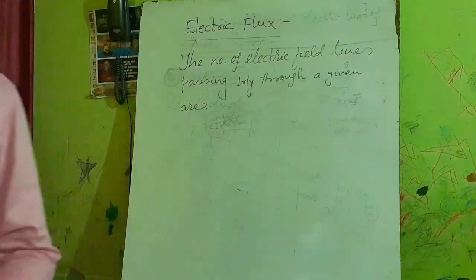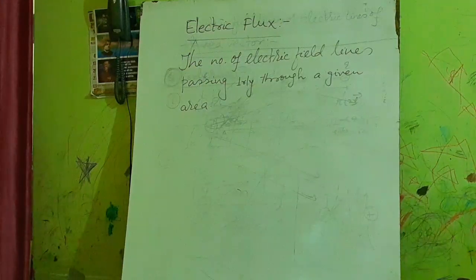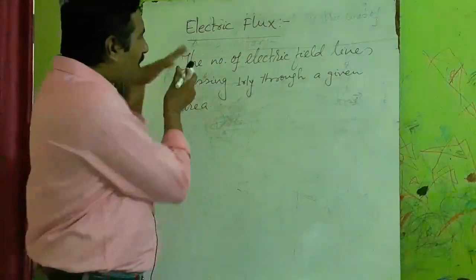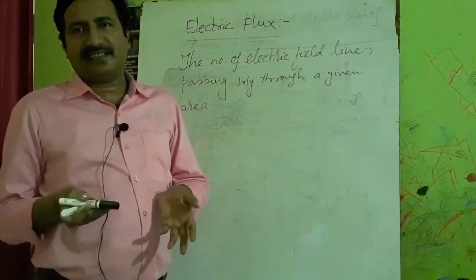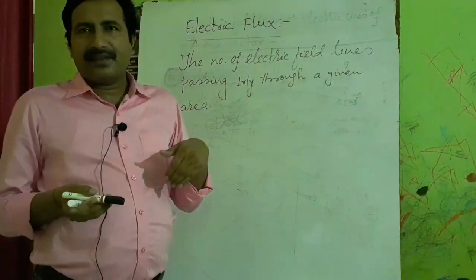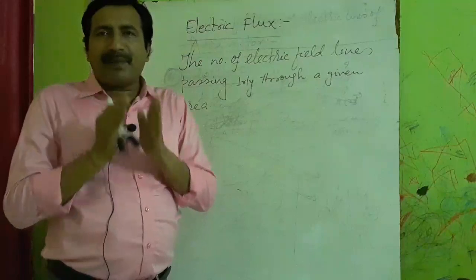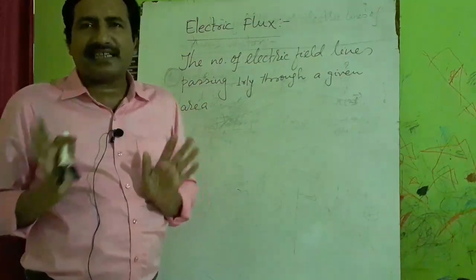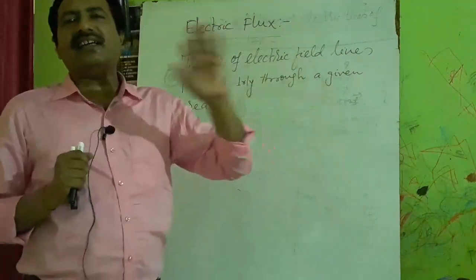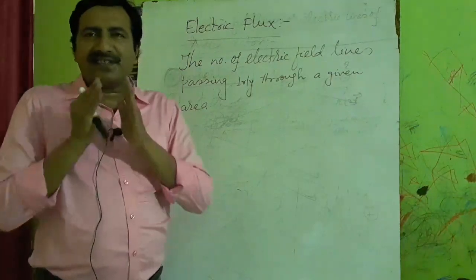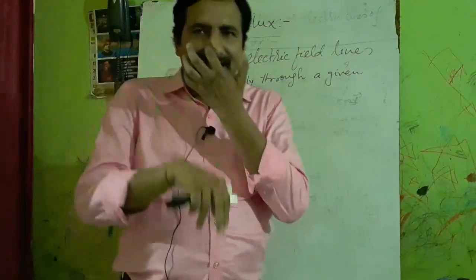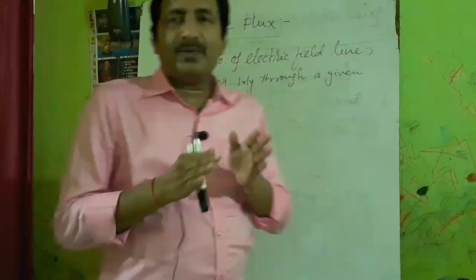Now, how can you define electric flux in terms of electric field intensity and area vector? You have to learn that. You know, number of field lines per unit area is electric field intensity. And number of field lines through the given area is electric flux. Again, just try to understand. Number of field lines per unit area is electric field intensity. And total number of electric field lines passing through a given area is electric flux. Means if you will multiply the electric field intensity by an area, then you will get electric flux.